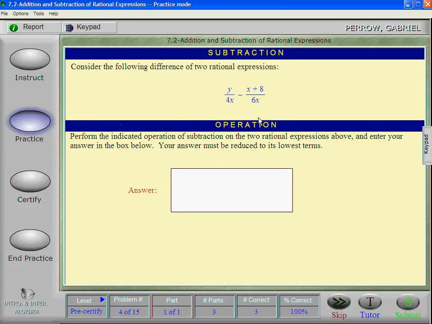Okay, we've got more 7.2 here. Here's a question: y over 4x take away x plus 8 over 6x. And when you look at this, just like the previous ones, you've got to determine, okay, what's my lowest common denominator?